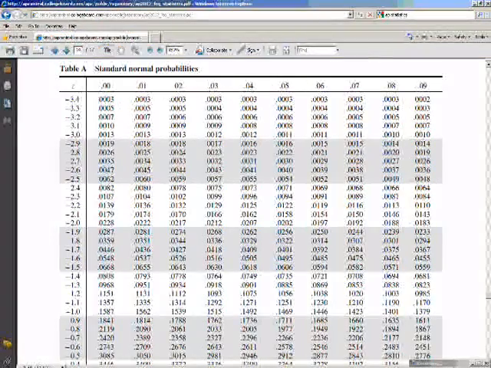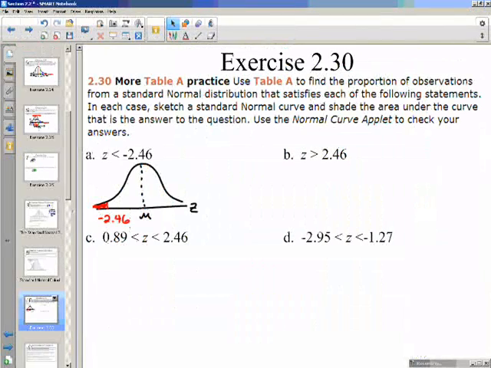If we look at our chart, negative 2.46, we're going to take this at negative 2.4, follow it all the way over to the 0.06 column, which is going to be that value right there, 0.0069. So back on our page here, we know that z is less than negative 2.46 has an area of 0.0069.